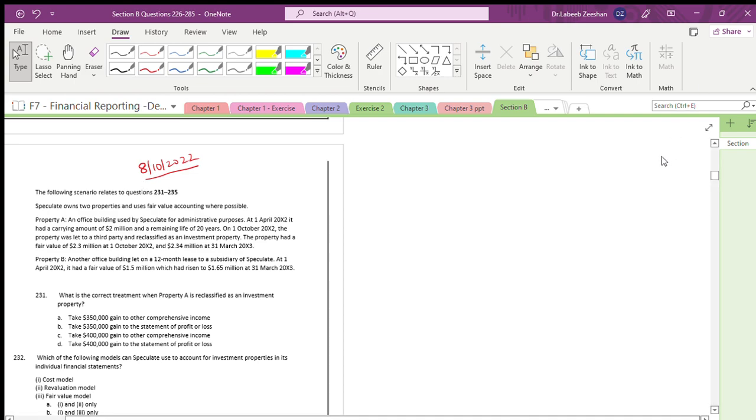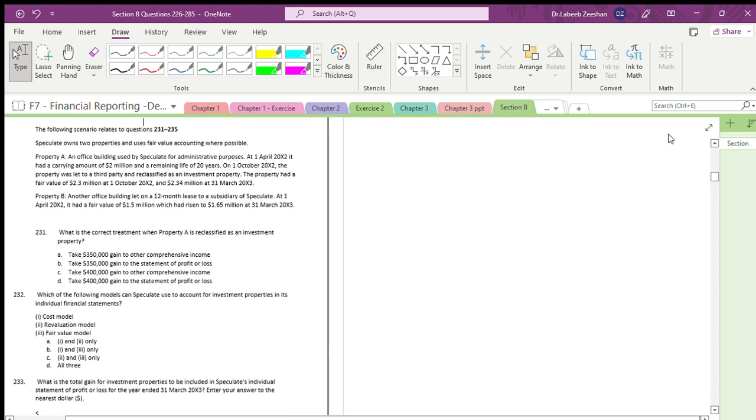Yes. What they are saying is, see the thing. It is related to what? It is related to tangible assets. Is that investment property? Fine. Investment property is related to which standard? IAS 40. Good. It is related to investment property. Fine. Property A. There are two different properties, property A and property B. Okay. Next.